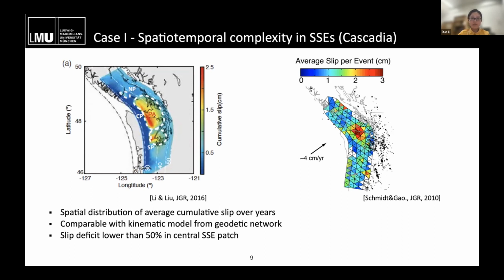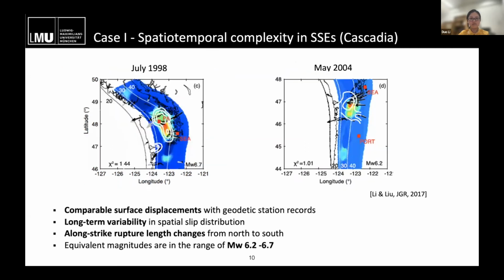So this shows that the maximum slip and the magnitude of our modeled slow slip can capture the real geodetic inversion result. And the slip deficit in the center is less than 50%, which might be helpful for seismic hazard analysis in the future.